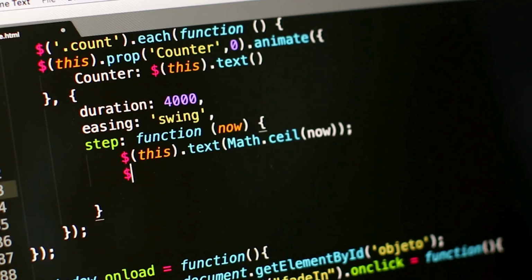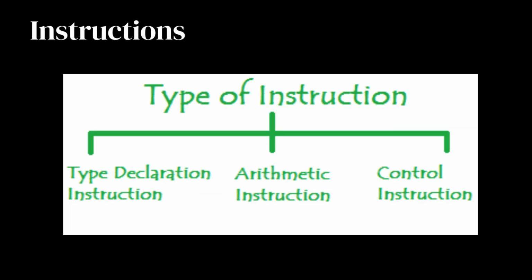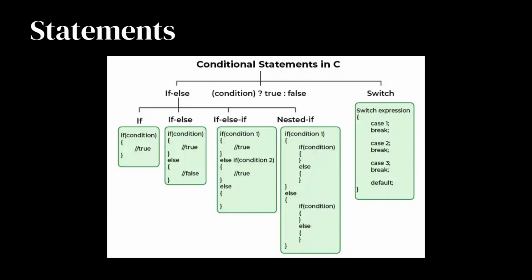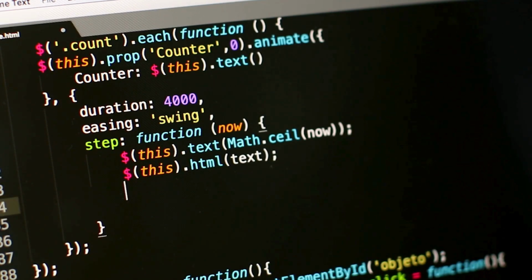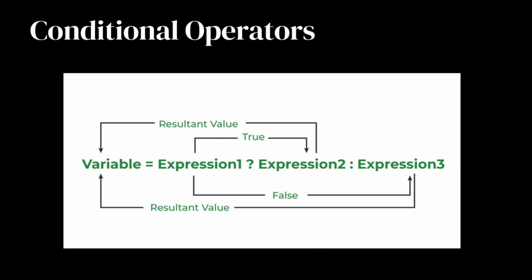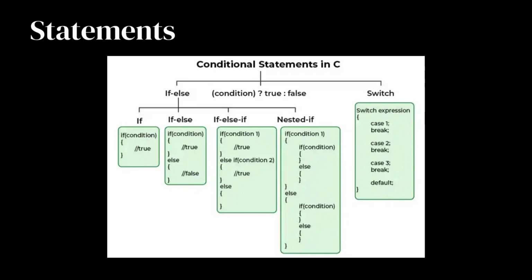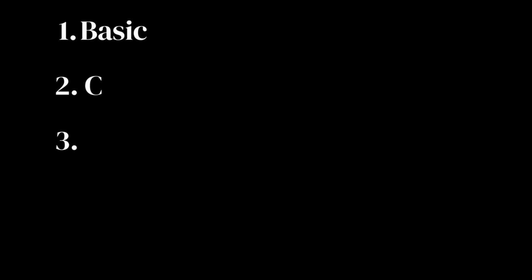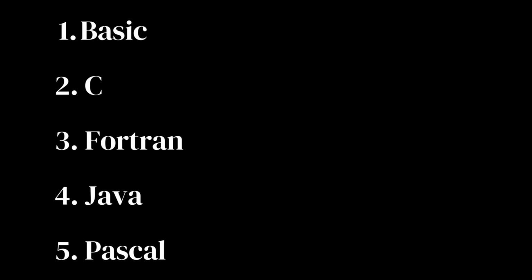Number 1. Procedural programming. A procedural programming is a sort of computer programming that has a set of functions, instructions, and statements that must be executed in a certain order. A procedural language program is broken down into statements, functions, variables, and conditional operators. They use variables, conditional statements, and functions that permit a computer to process and provide the desired output. Computer procedural languages include BASIC, C, Fortran, Java, and Pascal.